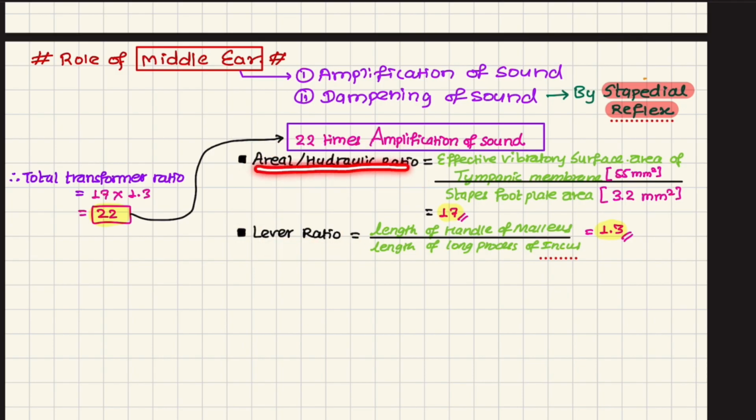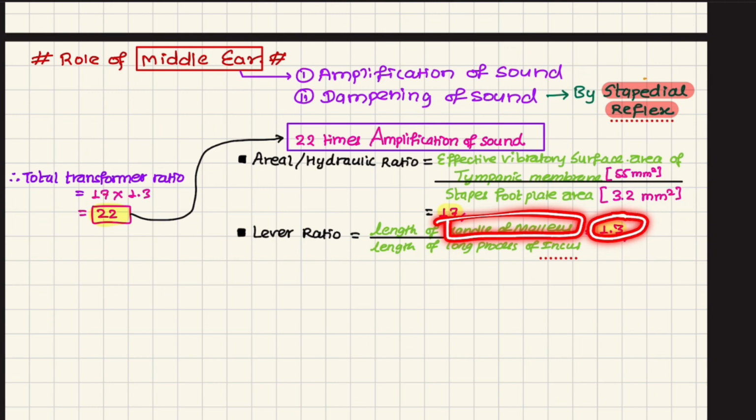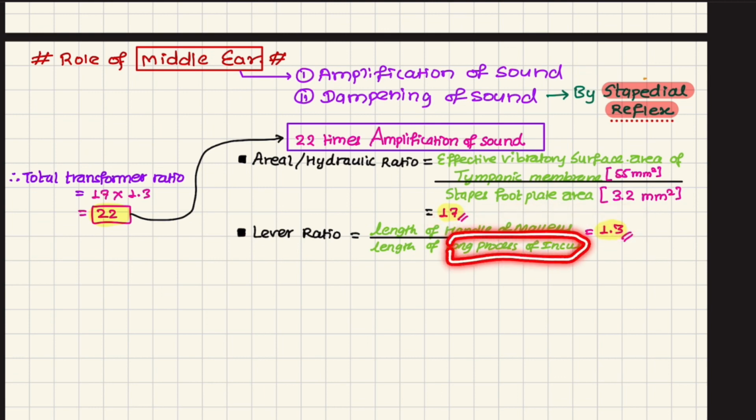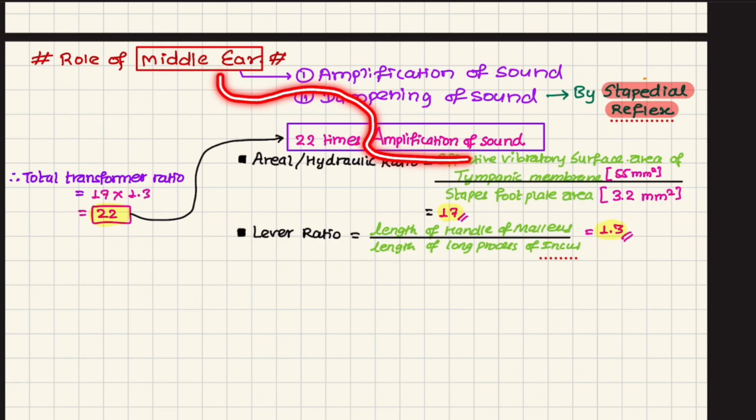This areal ratio is the effective vibratory surface area of the tympanic membrane by the stapes footplate area. These are the values. It comes to be 17. Similarly, the lever ratio: the handle of the malleus is 1.3 times longer than the long process of the incus. When we multiply the 17 with 1.3, it comes to be 22. So basically the middle ear amplifies the sound by 22 times.